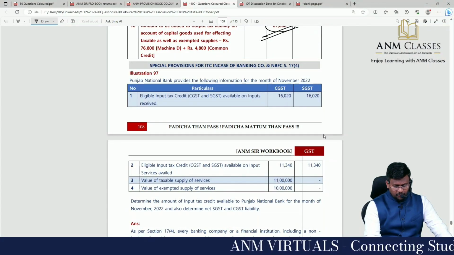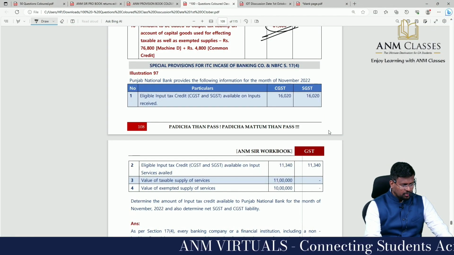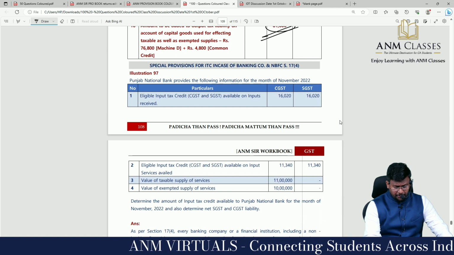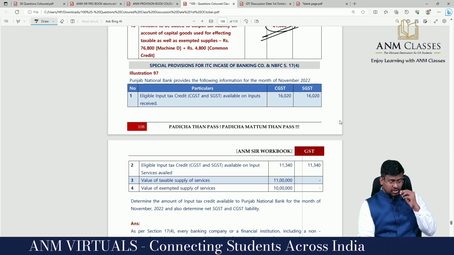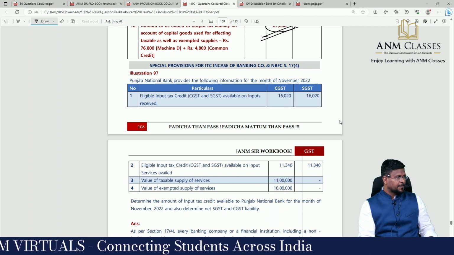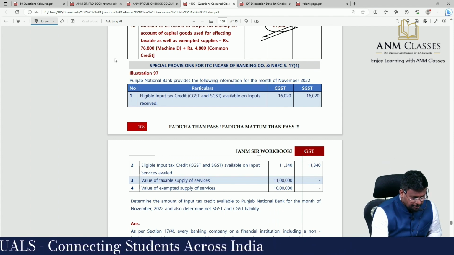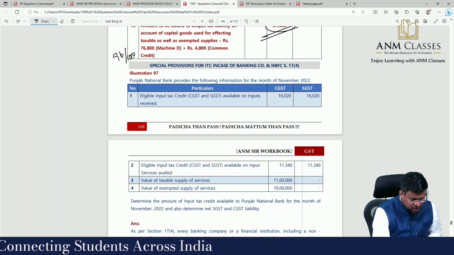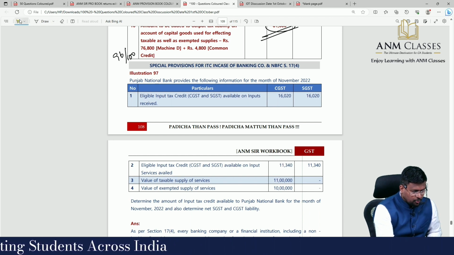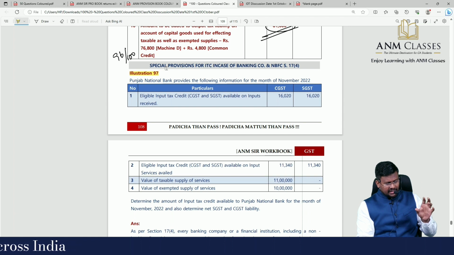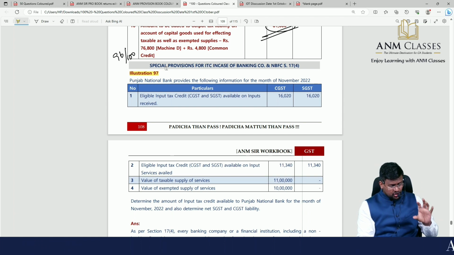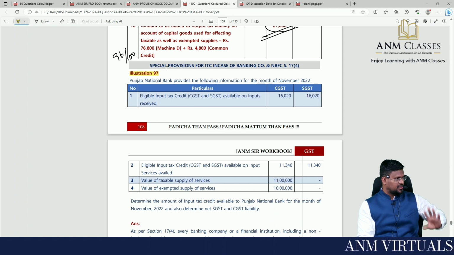Very good morning to all. We are on the mission of completing 100 questions from section 7 to section 53. In that, we have completed 96 questions out of 100 and we are moving into the 97th question. This 97th question is a special provision applicable to banking company and NBFC.